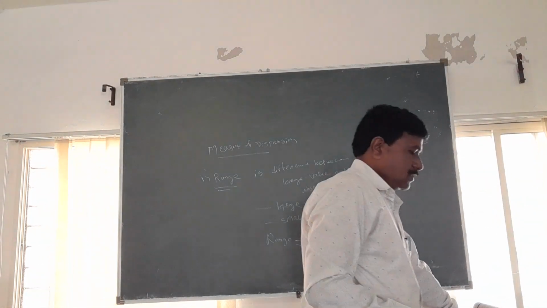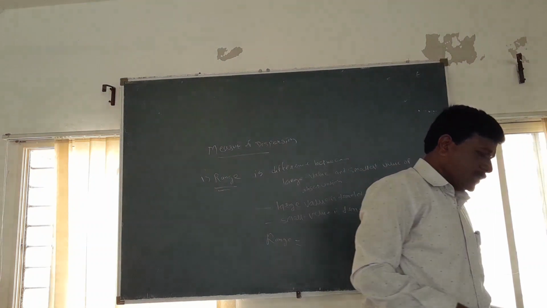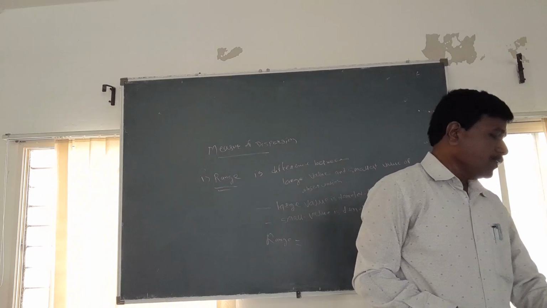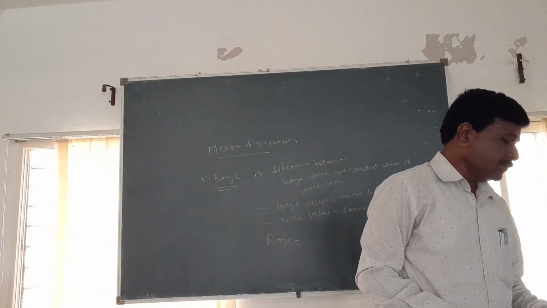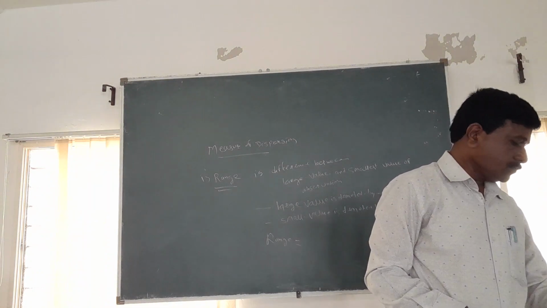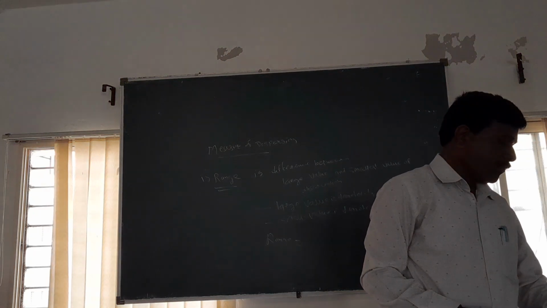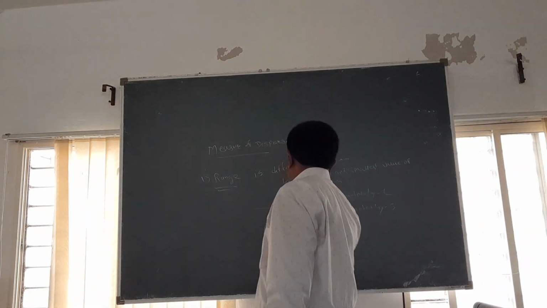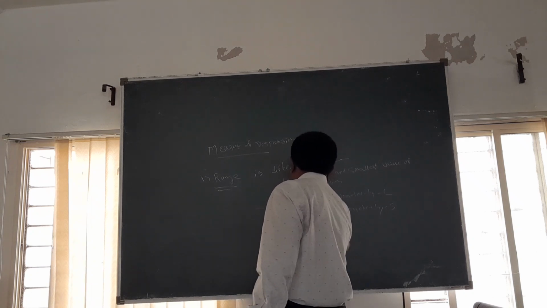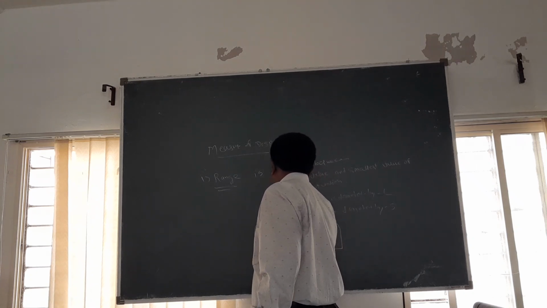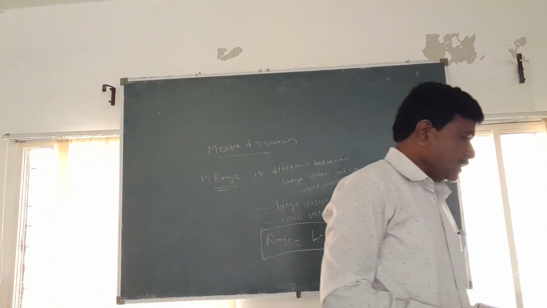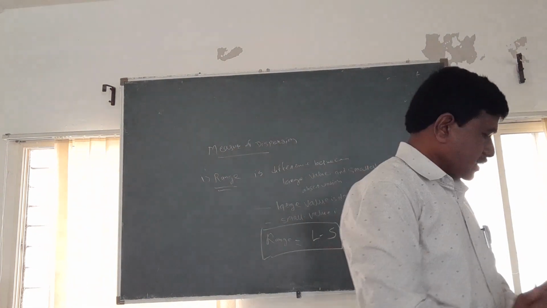That is, range is the simplest absolute measure of dispersion. It is the difference between the largest and smallest value of the variable, that is L minus S. Range is the difference between largest value and smallest value, that is L minus S.